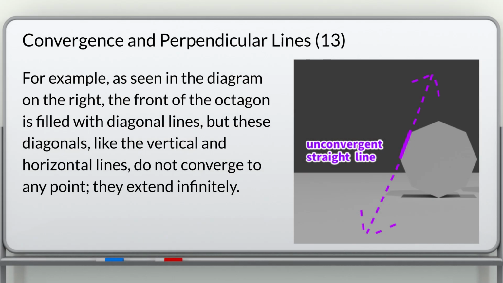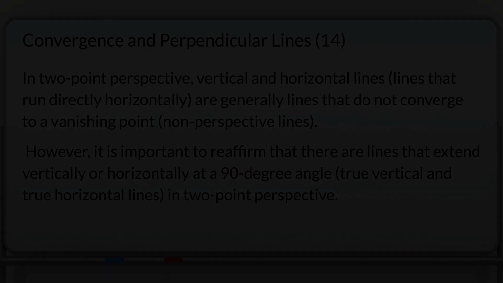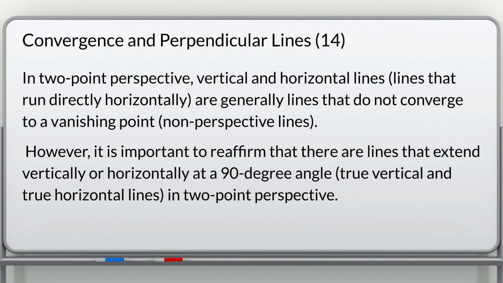For example, as seen in the diagram on the right, the front of the octagon is filled with diagonal lines, but these diagonals, like the vertical and horizontal lines, do not converge to any point, they extend infinitely. In 2-point perspective, vertical and horizontal lines are generally lines that do not converge to a vanishing point.